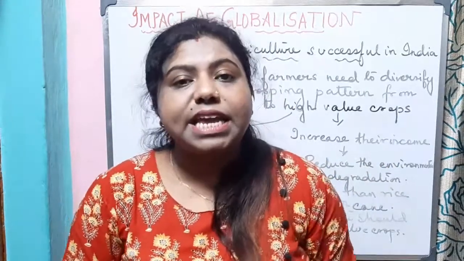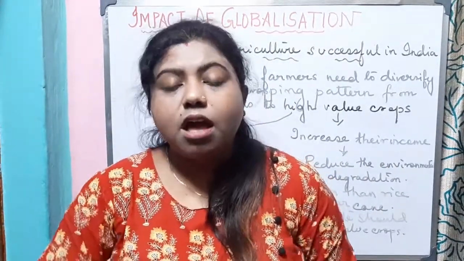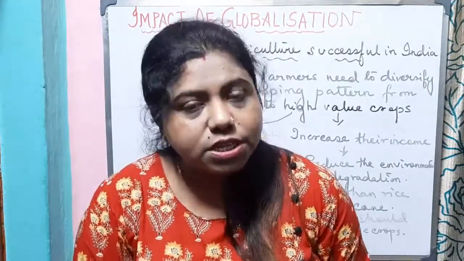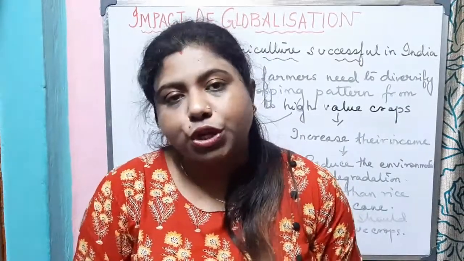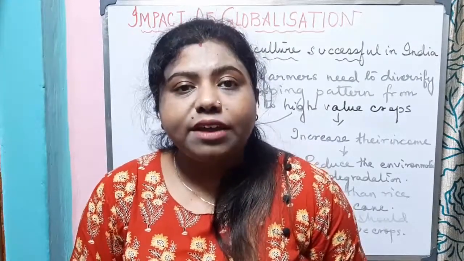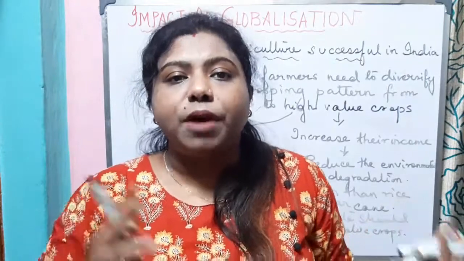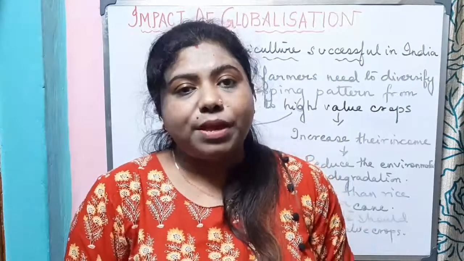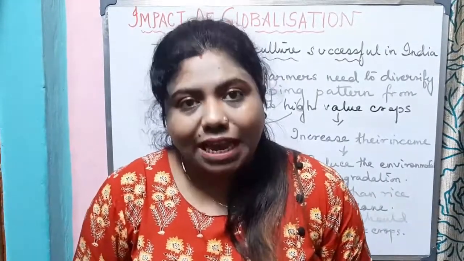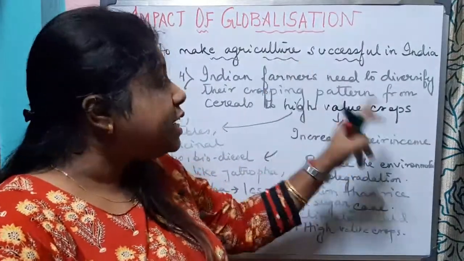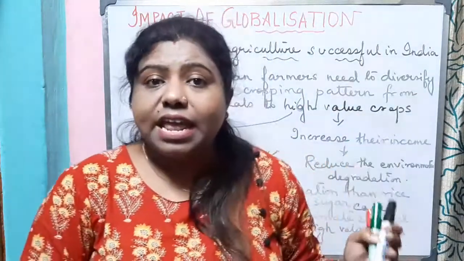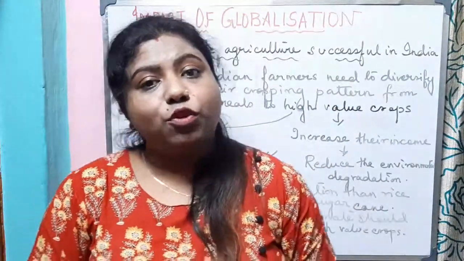So what are the steps that can be taken to make agriculture successful in India? Number one, proper thrust needs to be given to the condition of the small and the marginal farmers. Number two, introduction of gene revolution, which includes genetic engineering. Number three, introduction of organic farming, which should be introduced in a large amount, because in organic farming they are not using factory-made pesticides, insecticides or fertilizers. Number 4, the Indian farmers need to diversify their cropping pattern from cereals to high value crops. Then it will make agriculture successful in India.